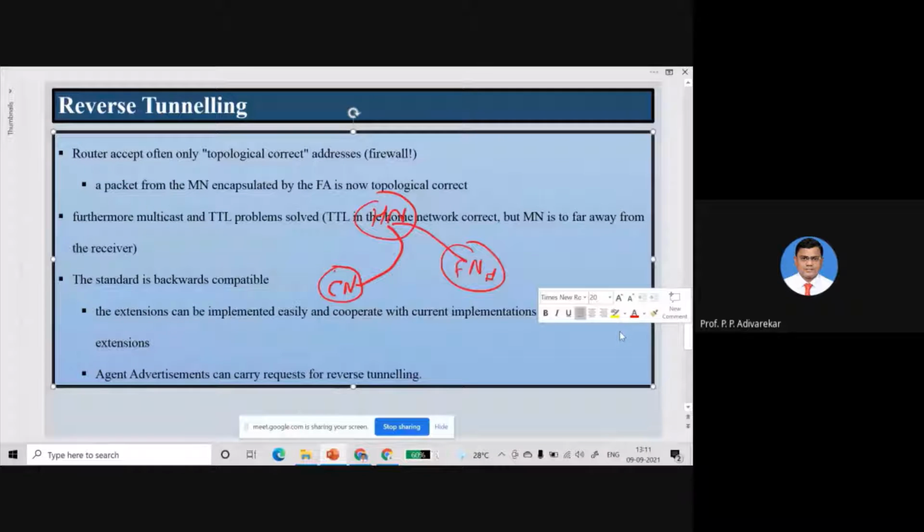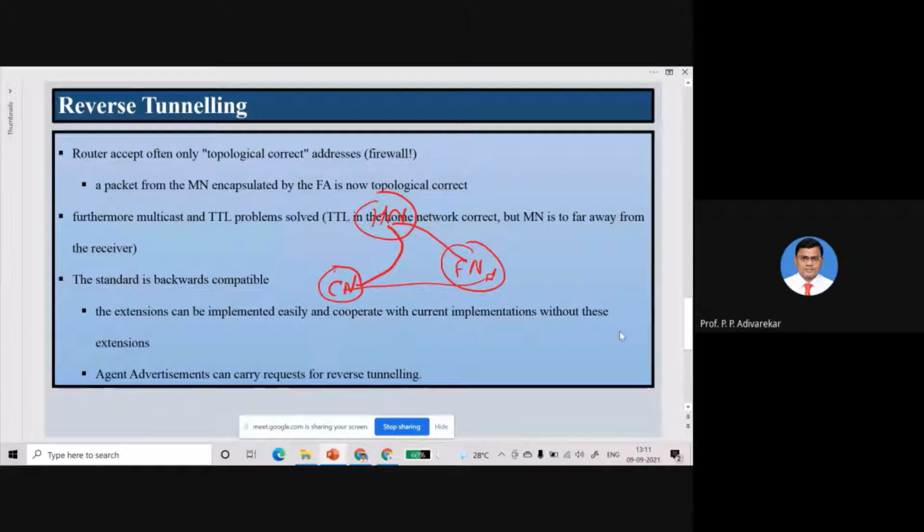But the reverse communication, from the mobile node to the correspondent node, need not go to the home network. Instead, it can directly send a packet to the correspondent node. Suppose this is my home network, this is my foreign network, and the mobile node is in the foreign network. When the mobile node wants to send a packet to the correspondent node, it can directly send a packet via the internet. At first glance, this is a return path from the mobile node to the correspondent node. It seems quite simple, but it is not like that.